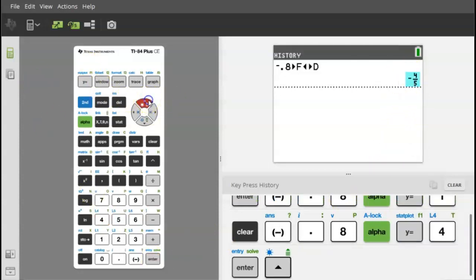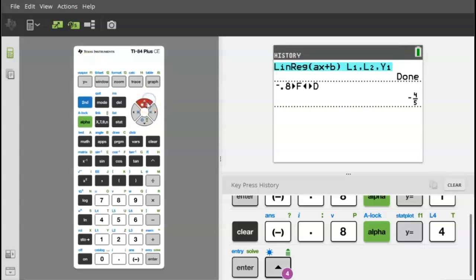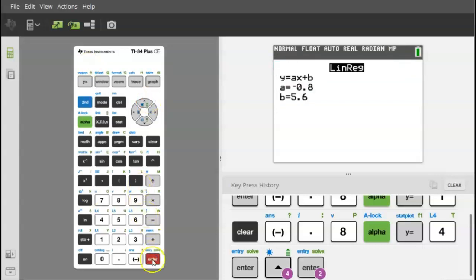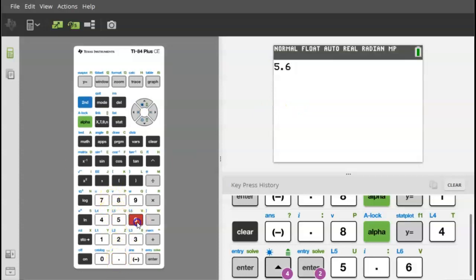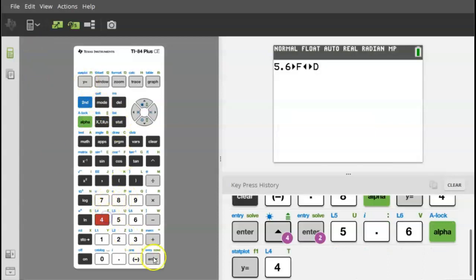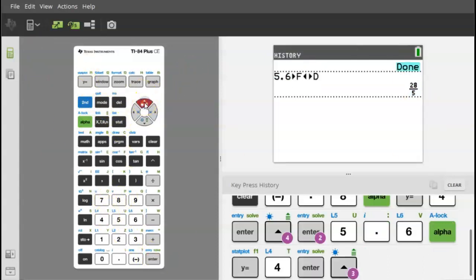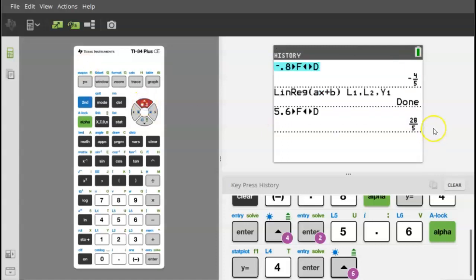And I forget what my y-intercept was. So I'm going to go back up here and do this again. Oh, it was 5.6. So 5.6, alpha y equals, choose number 4, 28/5. And again, you can use the up arrow to see your past history. So the equation of the line is y equals -4/5 x plus 28/5.